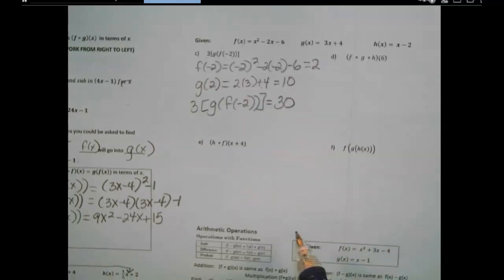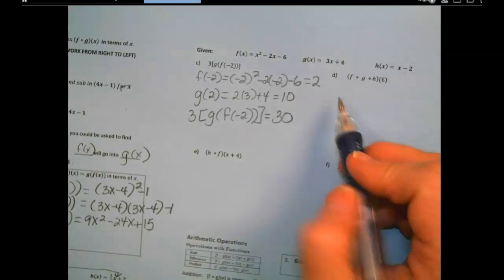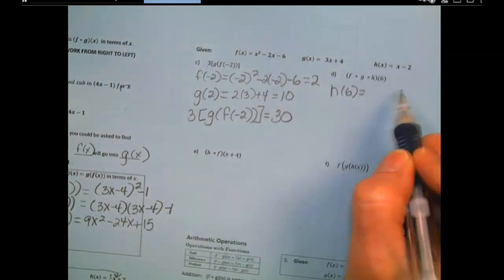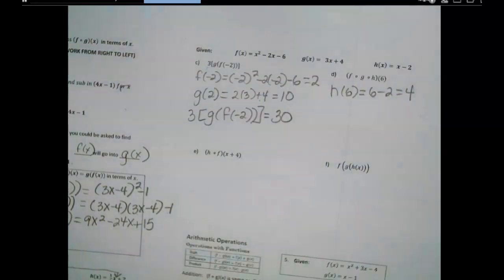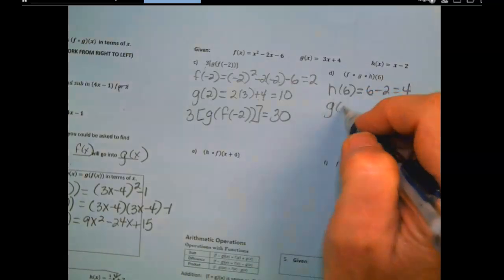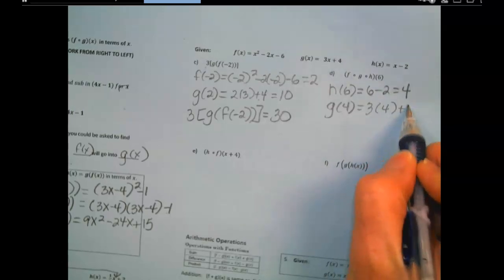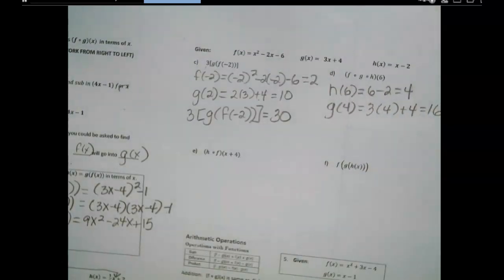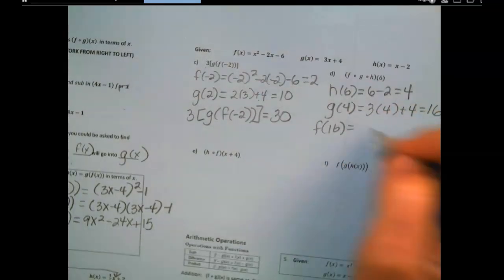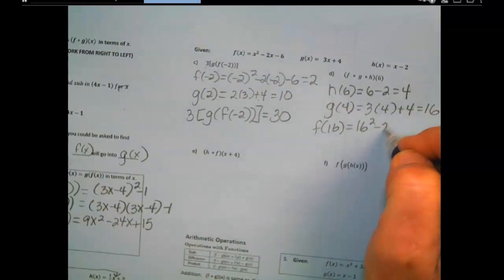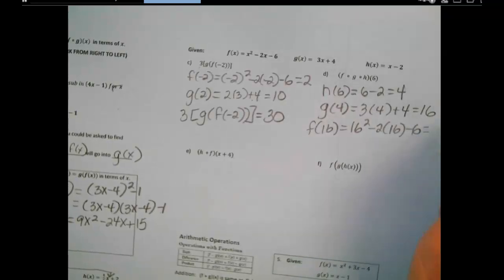Okay. So now, what am I doing? H of 6. So 6 minus 2 gives me 4. Where does that go next? G of 4. So I'm going to have 3 times 4 plus 4, which gives me 16. And then I'm going to do F of 16, which is 16 squared minus 2 times 16 minus 6. And if you trust me, it's 218.